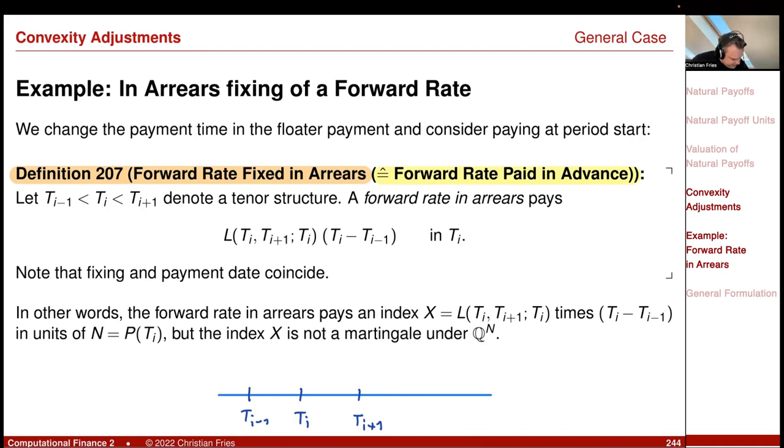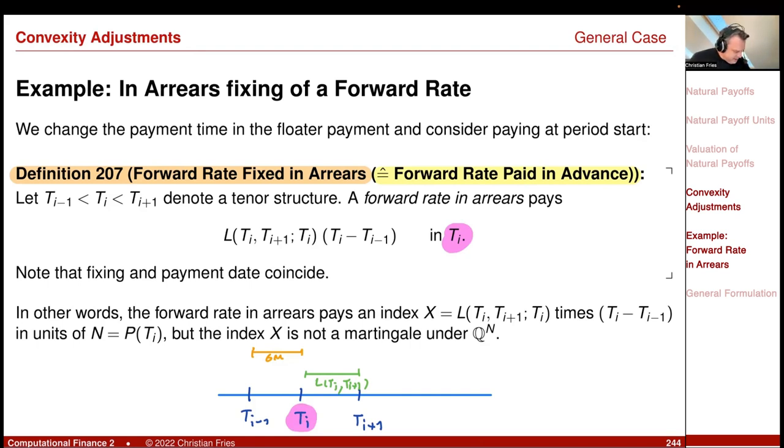So for example, assume that this here is 6 months, then this here should also be 6 months. If you have an interest rate for this period here, so this here is my L(t_i, t_{i+1}), you could say that you pay it for the past period. So I pay this interest rate for the past period at the end of the period. So that means here the payment time is t_i, the end of the period.